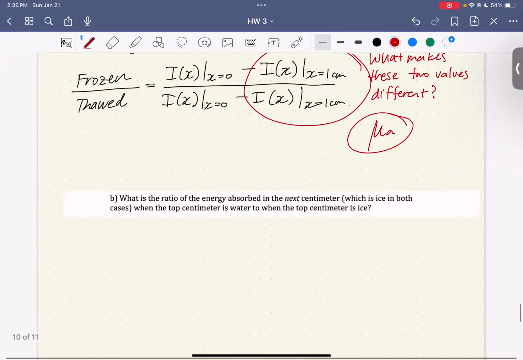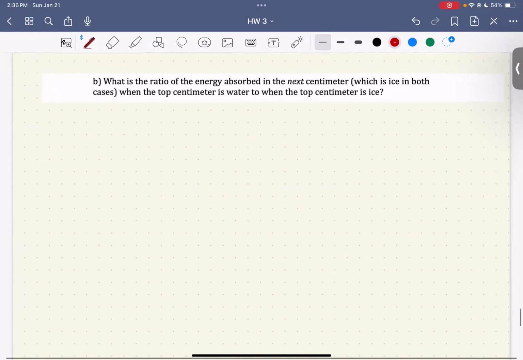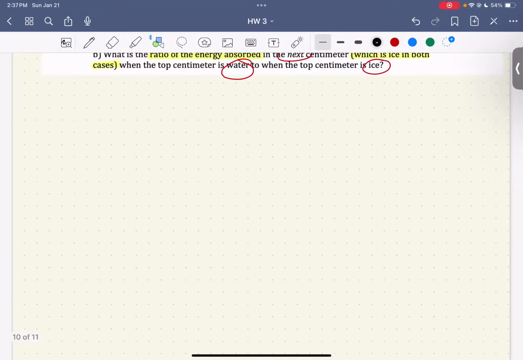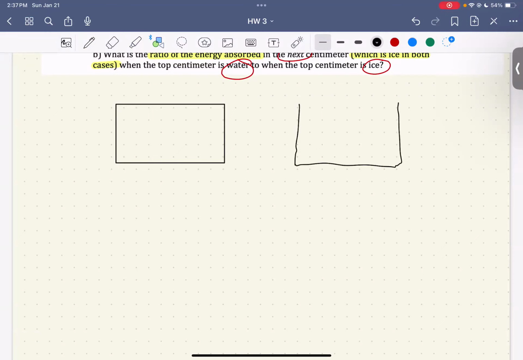Let's move on to part B. So part B is asking, what is the ratio of the energy absorbed? So it's another ratio, always love highlighting, in the next centimeter. So it's really important. We're now going from 1 to 2. And then, which is ice in both cases. Okay, it's ice in both cases in this next centimeter. And then the top centimeter, meaning 0 to 1 centimeters, is water and to ice. So let's draw that out really quickly. So we have two scenarios.